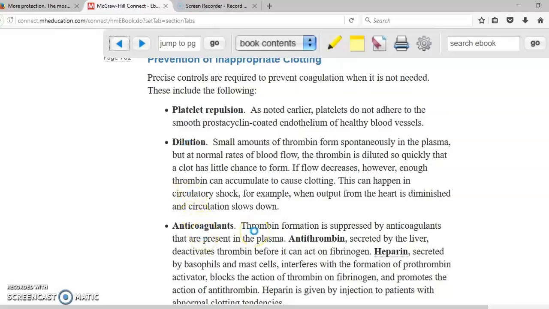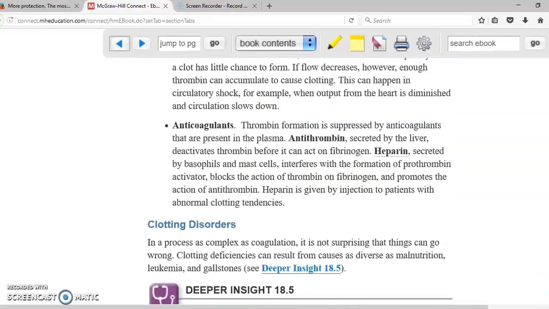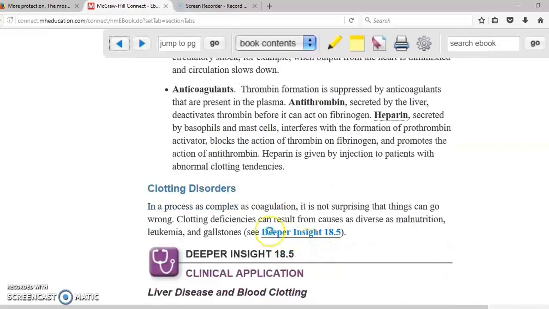Anticoagulants. Thrombin is the one that is going to initiate the formation of fibrin. However, we have anticoagulants. There's one anticoagulant called antithrombin that is produced by the liver. Obviously, antithrombin will stop the production of fibrin, therefore fibrin will not be able to produce a blood clot. You also have heparin. Heparin is produced and released by the basophils. Heparin is also another anticoagulant. So these three are the mechanisms that we are going to use in order to stop blood clotting when it's not supposed to happen.